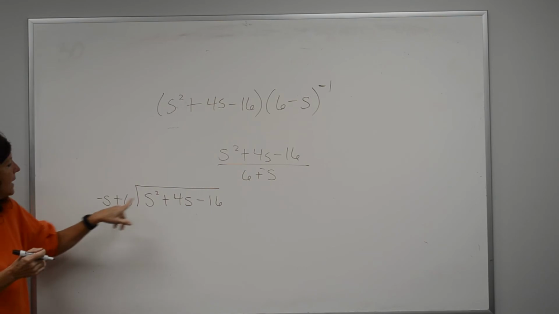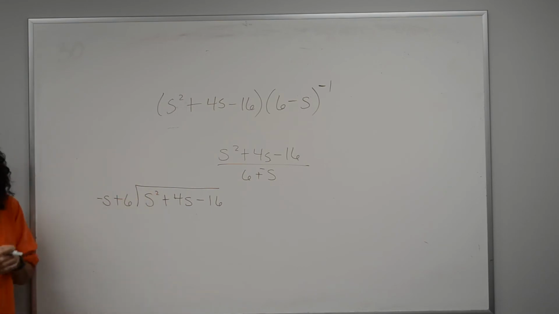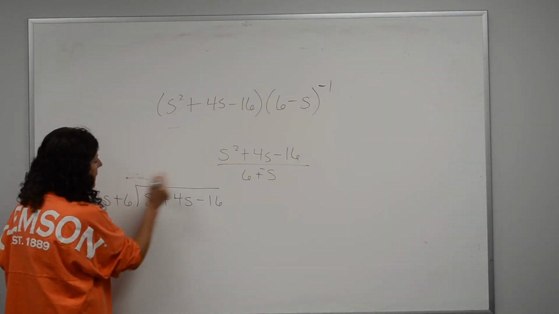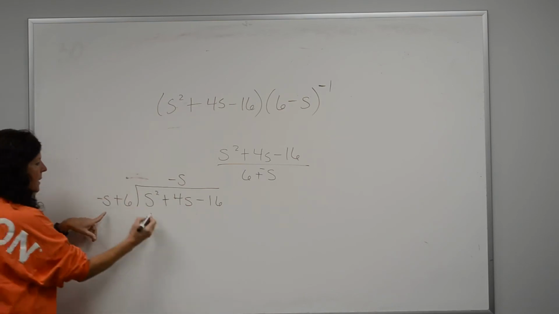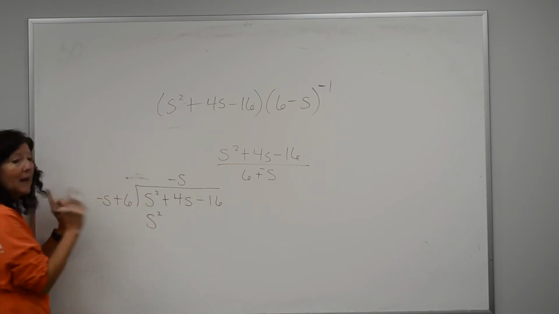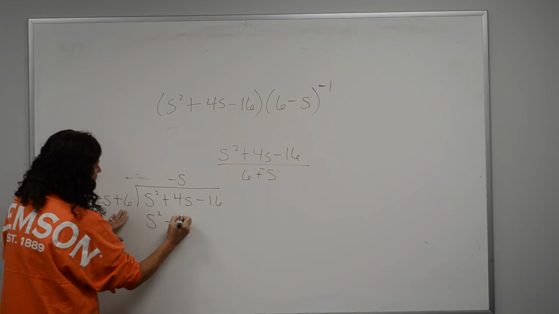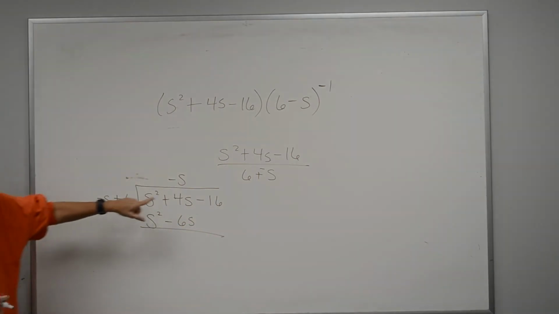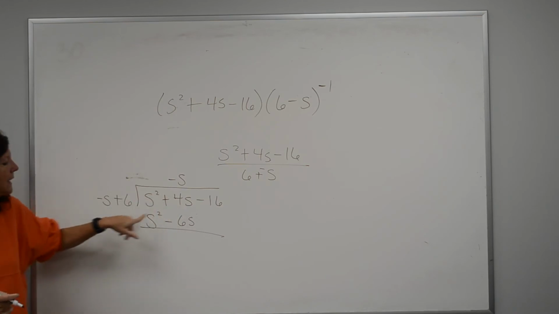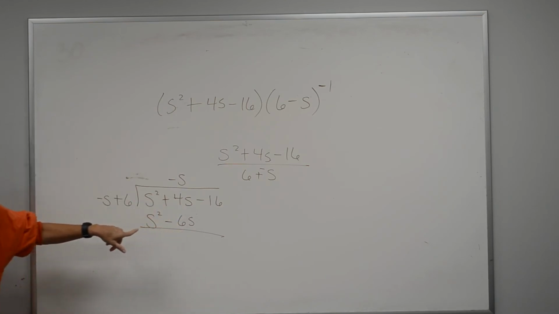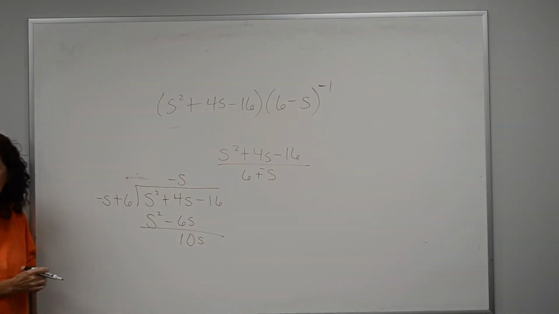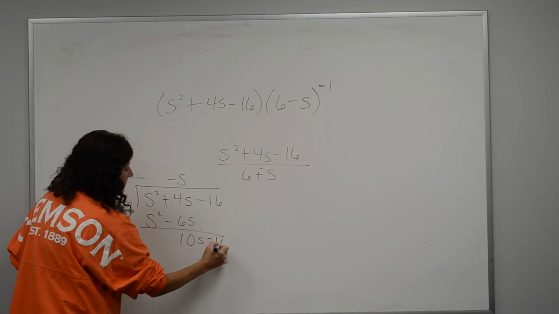Okay, negative s times what gives me s squared? Negative s. Okay, so I have a negative s. Now remember, I'm going to put it over here because I have a binomial. So that first one has to match up. Then I have a negative 6s. Okay, I'm subtracting. So I have 4s minus a negative 6s. That's going to give me a 10s, right? Bring down the next one.